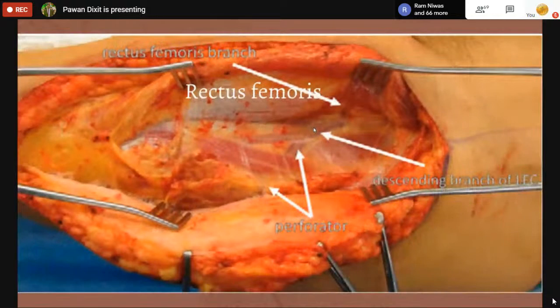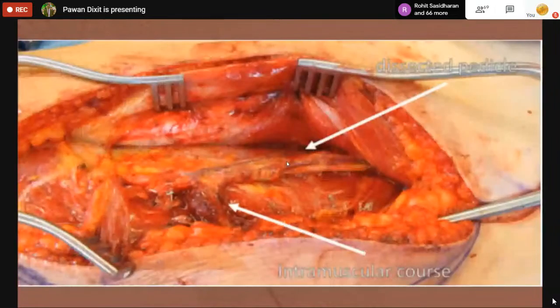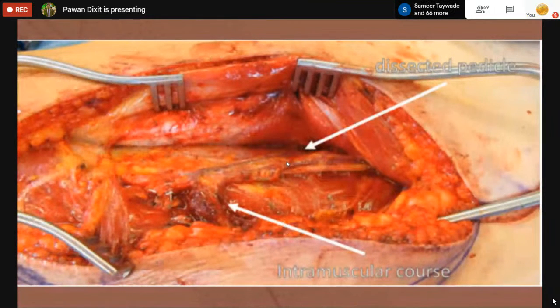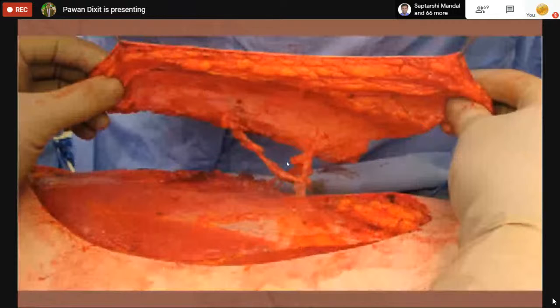After giving the incision, the rectus femoris muscle is retracted, which will show the pedicle of this descending branch of the lateral circumflex artery and the perforator which arrives from this. In this picture, the perforators and pedicle are dissected from the structure, and the flap is raised over this pedicle.